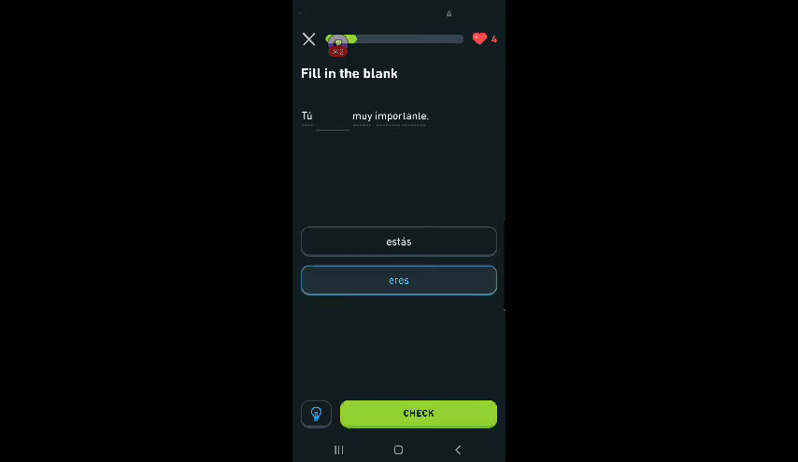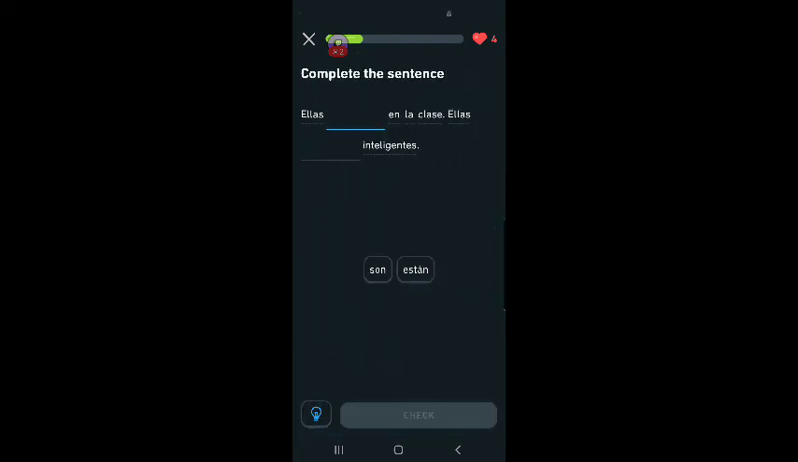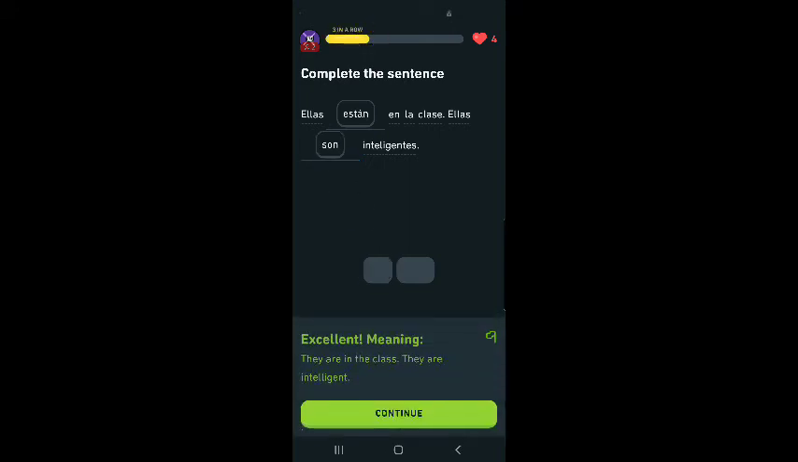Eres muy importante. Okay. Ellas están en la clase. Ellas son inteligentes. Yay, I did it. Because están is a temporary thing, and son is a permanent type thing. Like you can't get stupid.